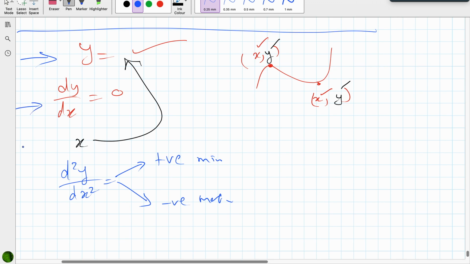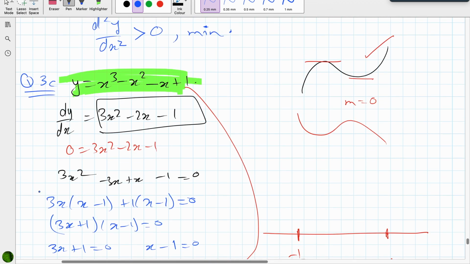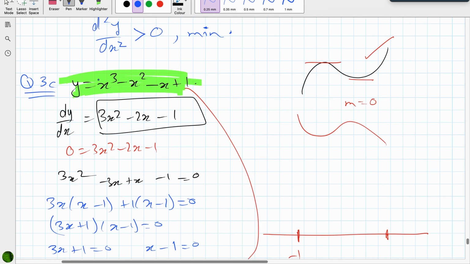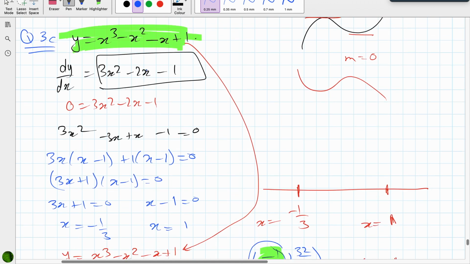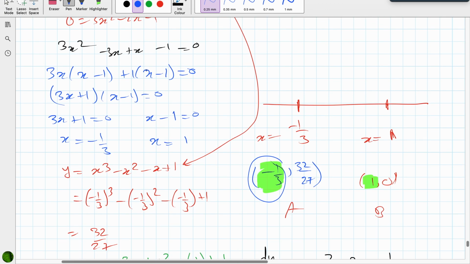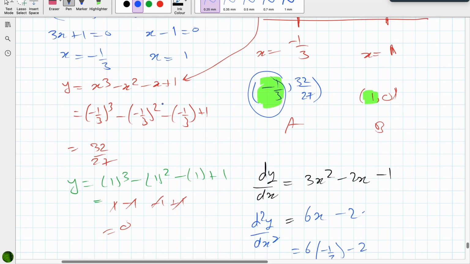Y, dy by dx, coordinates, and double derivative. This was the equation. Y, dy by dx equal to 0. We get the x coordinates. We put this x coordinate back in the main equation to find y. Now we have the coordinates. After having the coordinates, we are moving to the next step to see if it is a minimum or maximum point.